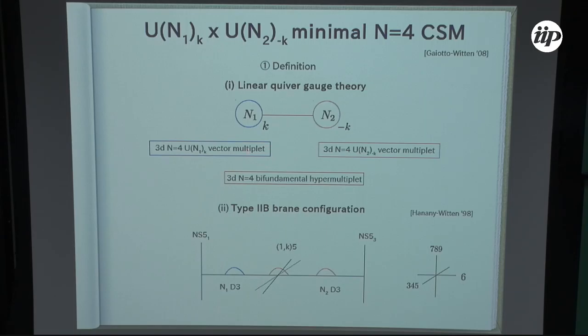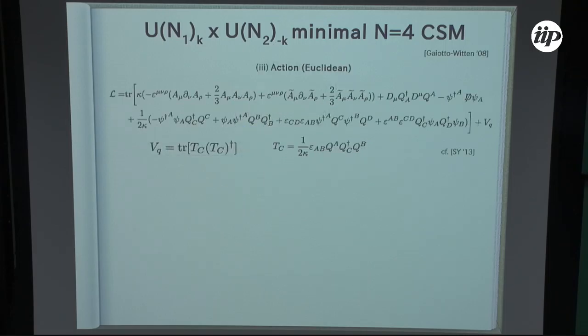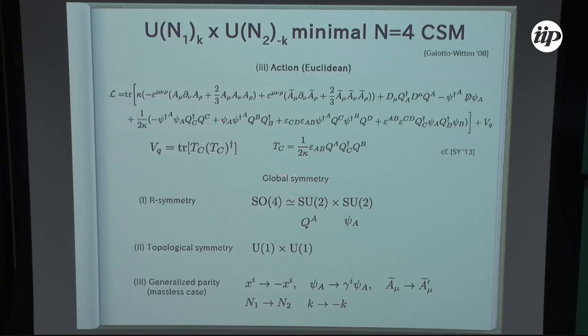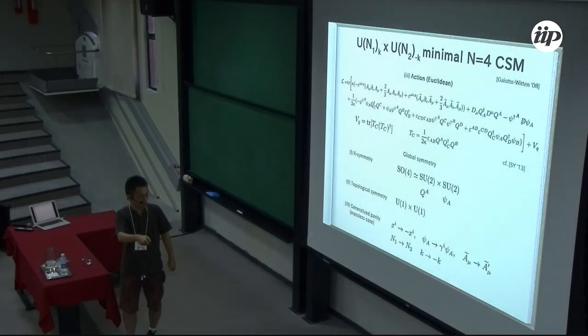And this system can also be defined by some type IIB brane configurations like this, and these strings correspond to this multiplet. This string corresponds to this, and this corresponds to this bifundamental hypermultiplet. And one can also define it by using an action. One can write down the explicit action for this model, like this, and the potential given like this. And the system has global symmetry as follows. The R-symmetry is SU(2)xSU(2), and this SU(2) acts independently on the scalar field and this fermionic field, and there are topological symmetries for each gauge symmetry, and also some parity symmetry.